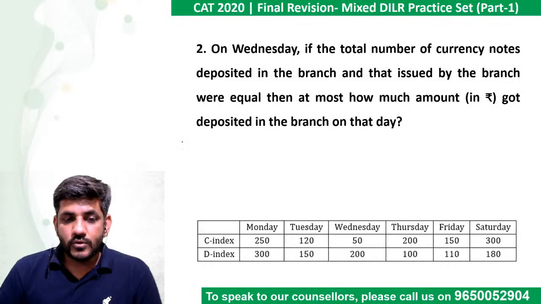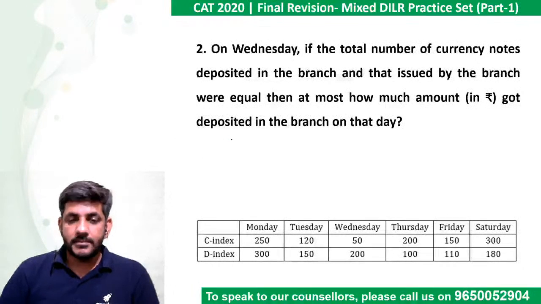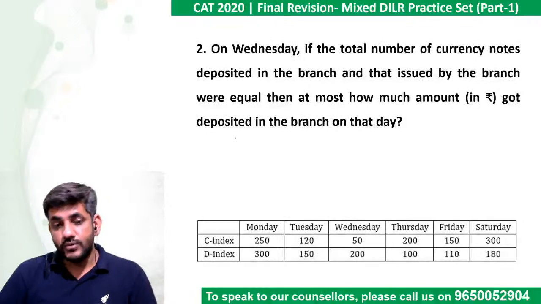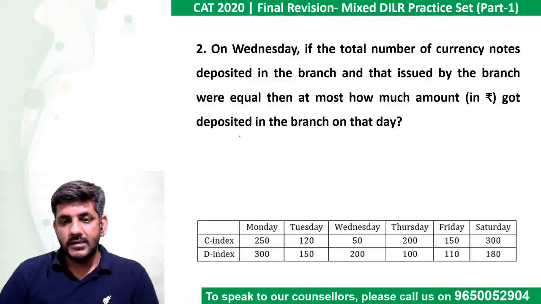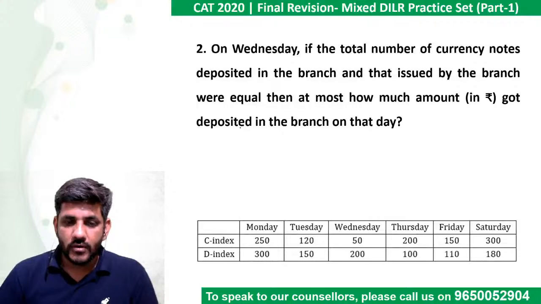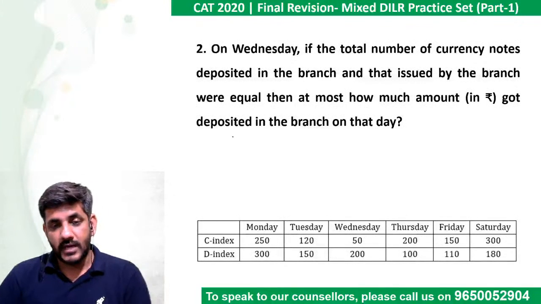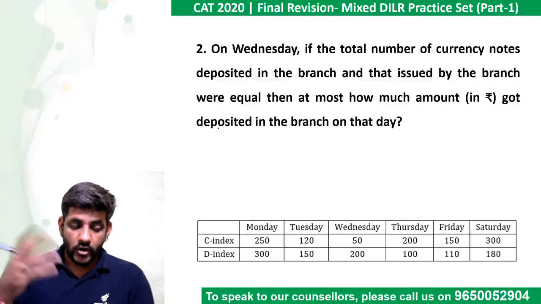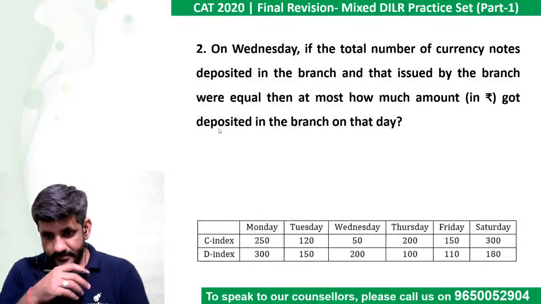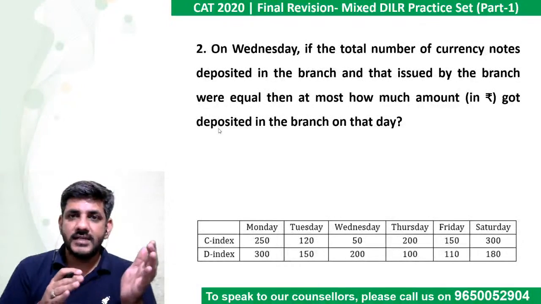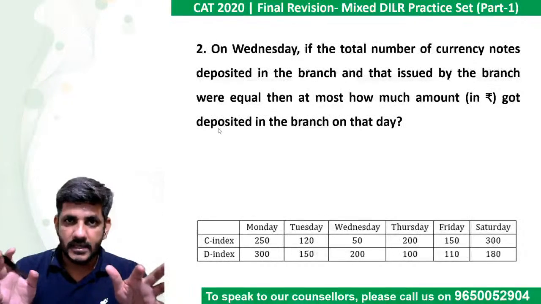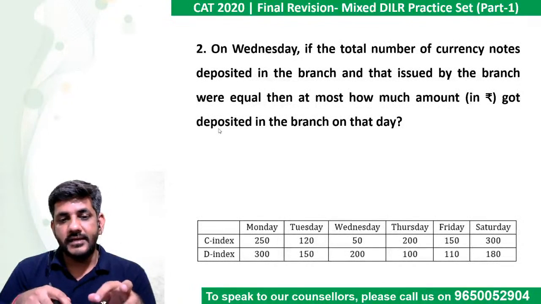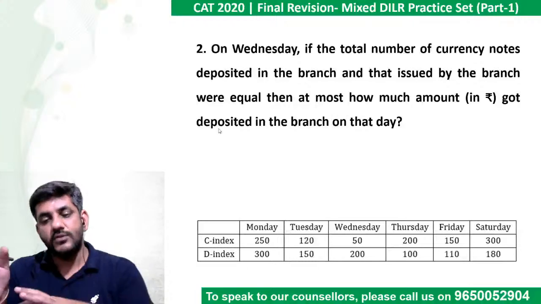On Wednesday, if the total number of currency notes deposited in the branch and that issued by the branch were equal, then at most how much amount got deposited in the branch on that day? So now the question is exact opposite of the previous question. In the previous question, he said that the amounts are equal, right? And this time he is saying that the currency notes are equal.